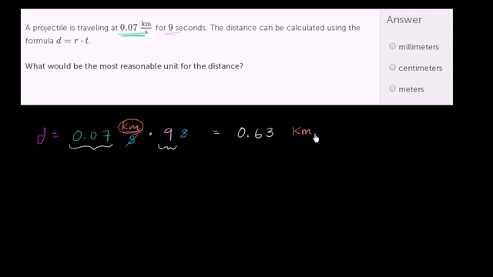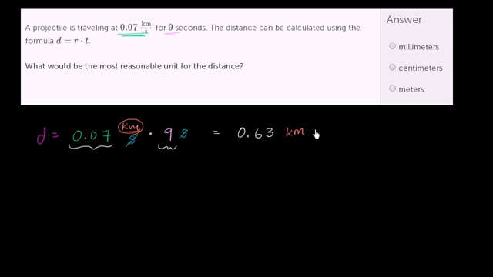Now, is this reasonable? Is it reasonable to call this 0.63 kilometers? Well, kind of. I wouldn't say that this is the best way to express it. Since we're looking at essentially a fraction of a kilometer, I'd rather describe it in terms of a unit that is smaller than a kilometer. So let's say meters. And actually, all of these are smaller than kilometers. But let's think about what it would look like in terms of these things right over here. So let's first convert this into meters.